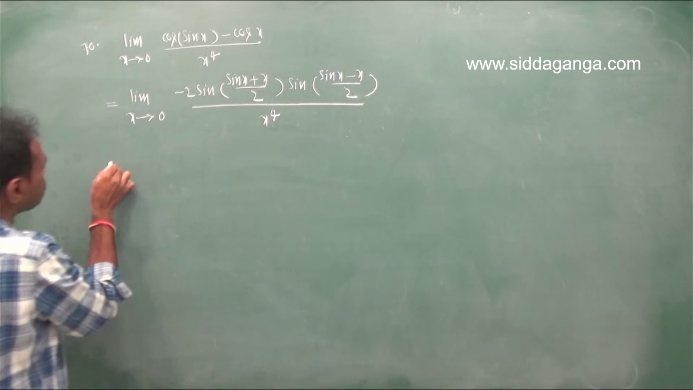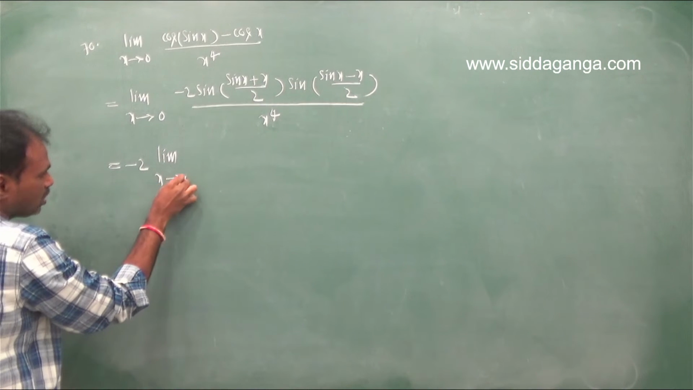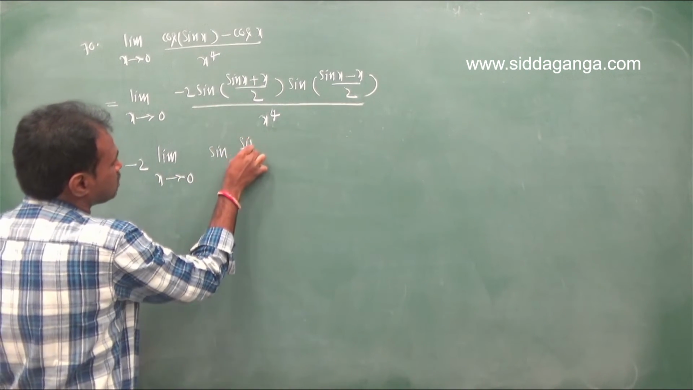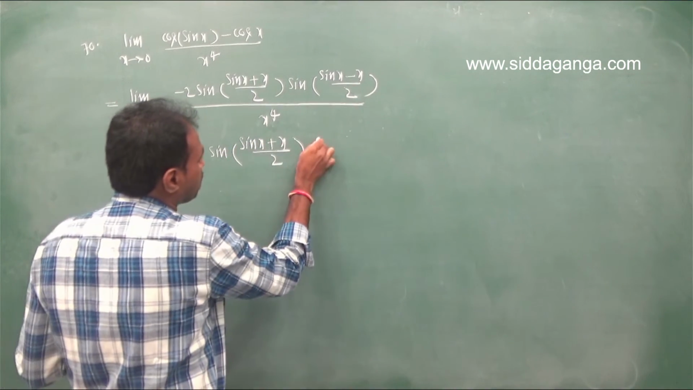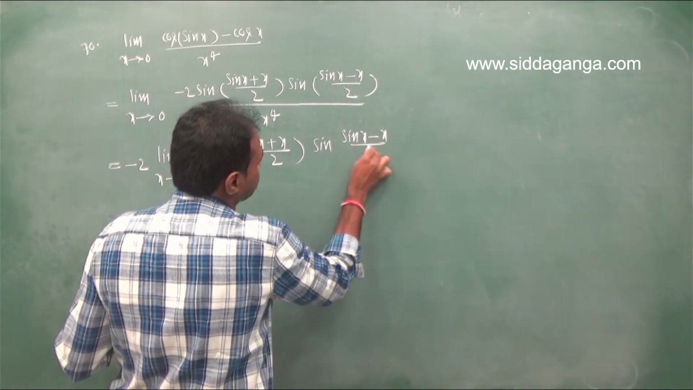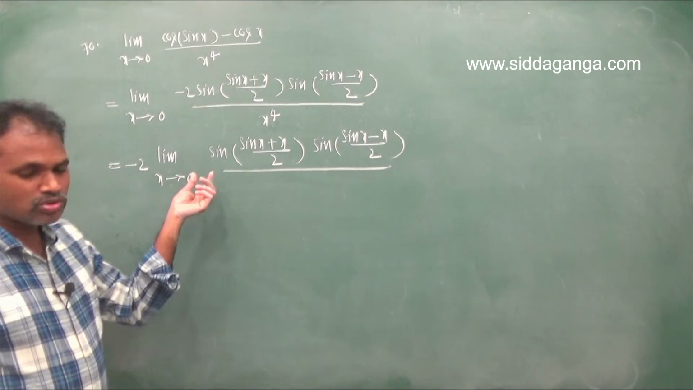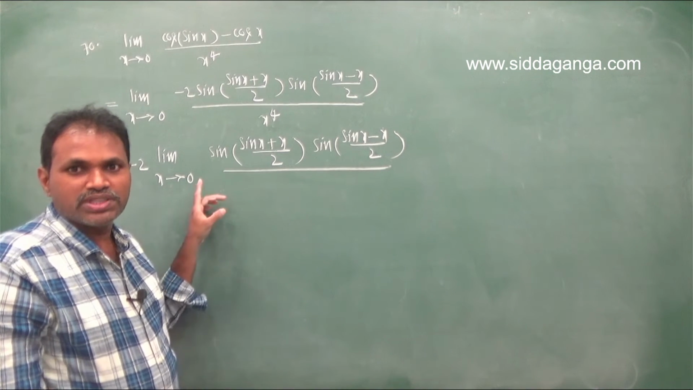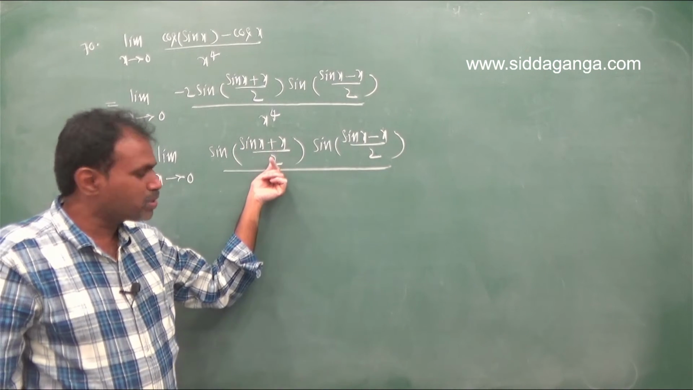Now it is equal to minus 2, the constant taken outside, limit x tends to 0, sin of (sin x plus x) by 2 into sin of (sin x minus x) by 2, divided by x power 4. But we know the formula, limit x tends to 0, sin x by x equals 1. But here sin of (sin x plus x) by 2 is there.